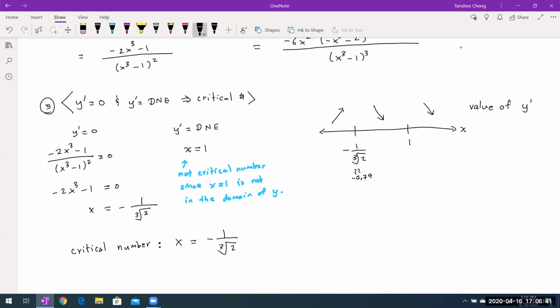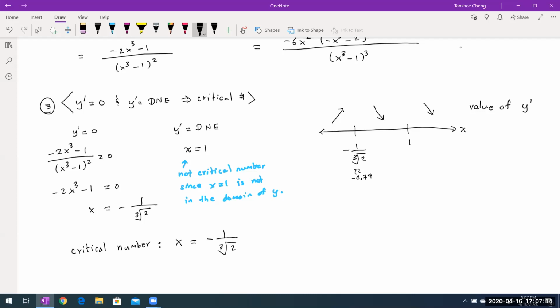So first, setting up y prime equal to 0 and solving for x gives me negative 1 over cube root of 2. And y prime does not exist when x is equal to 1, because the denominator will become 0 and it will become undefined for the y prime function. So the function y prime does not exist. However, we cannot consider this as a critical number because x equal to 1 is not in the domain of y, which is the original function.